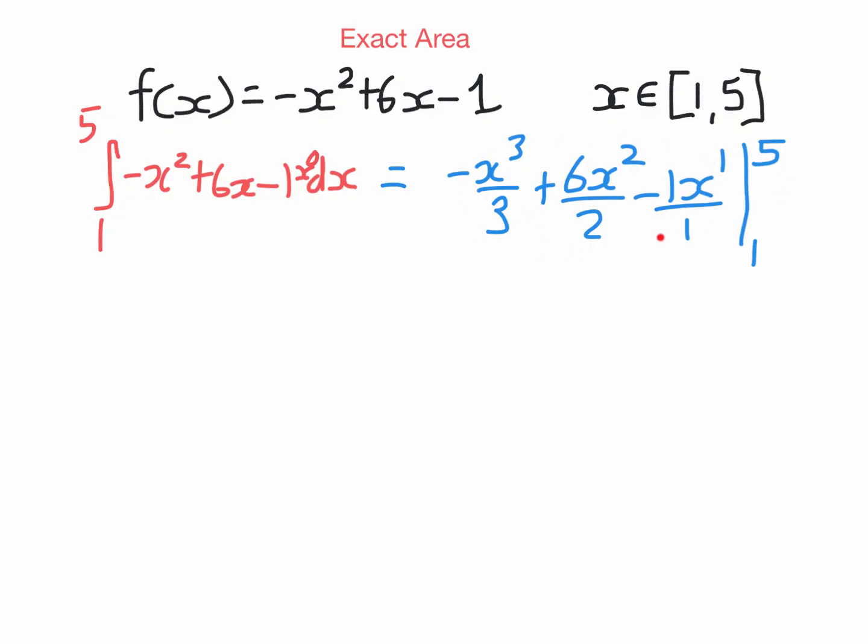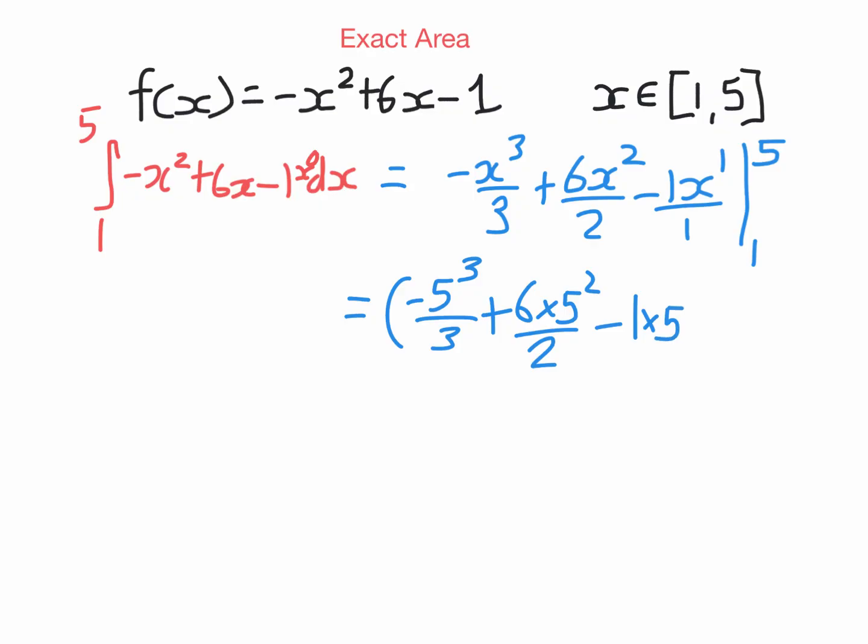So how we actually evaluate that is we substitute each of these values one by one. We're going to start by substituting this value of 5. Everywhere I see an x, I replace it with 5. Now I'm going to substitute x equals 1. Everywhere I see an x, I replace it with 1.